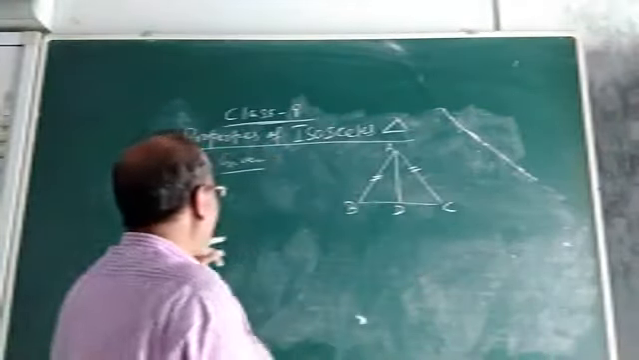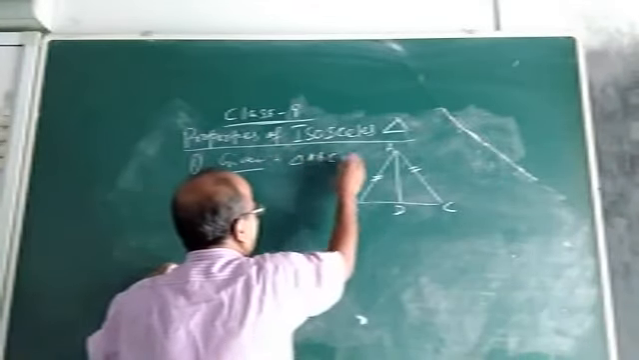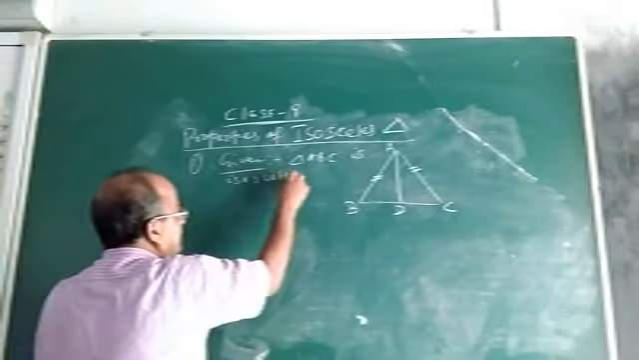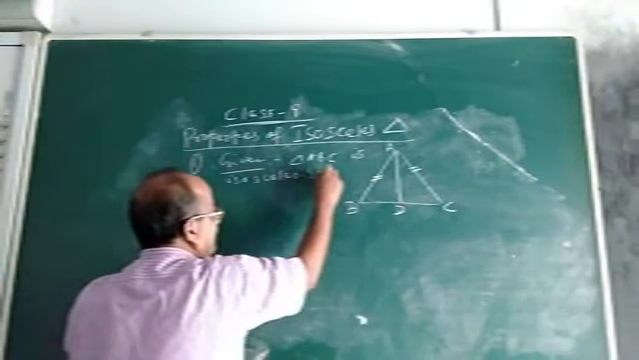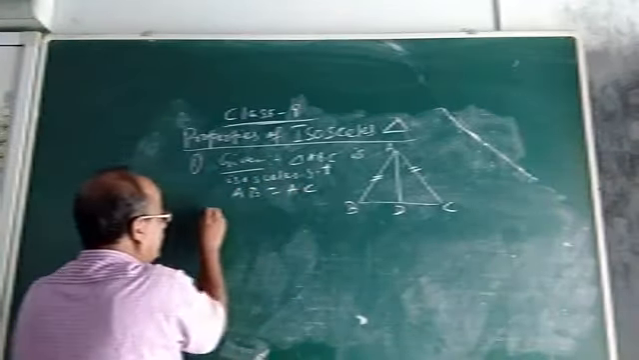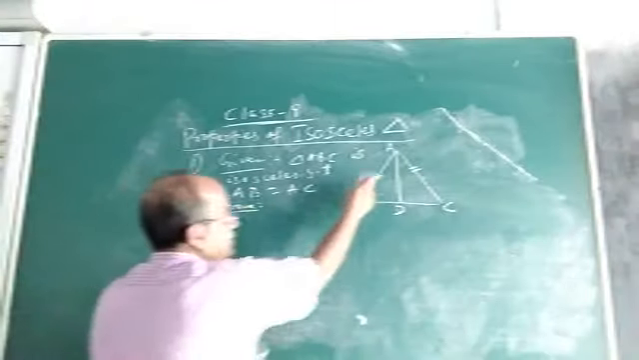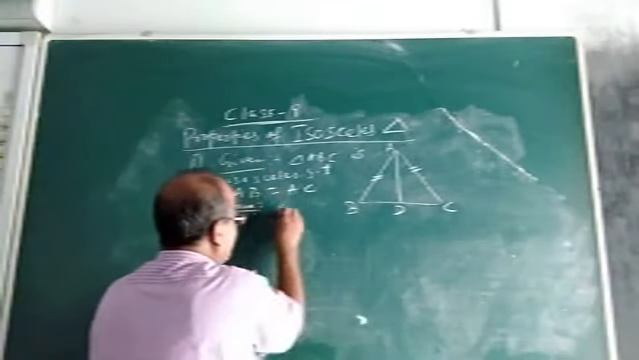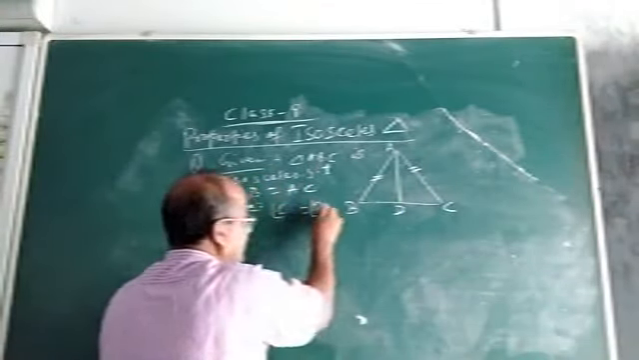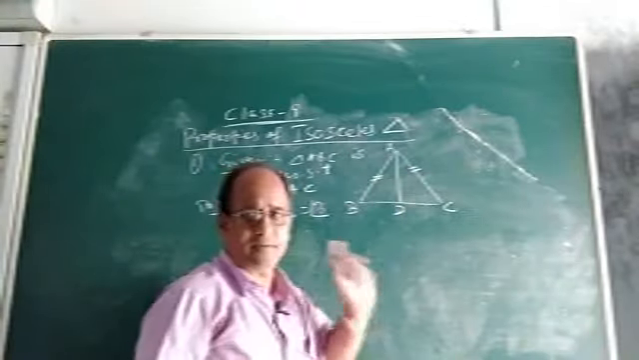So what are we given? We are given triangle ABC is isosceles, such that AB equals AC. So what do we want to prove? We want to prove that the opposite angle of AB, which is angle C, equals the opposite angle of AC, which is angle B. Angle C means angle ACB and angle B means angle ABC, we want to prove.